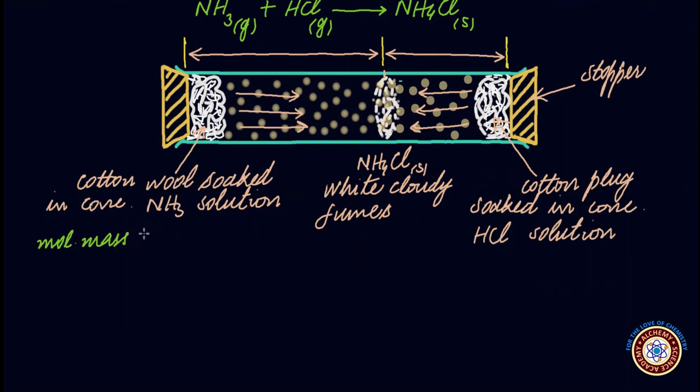Molecular mass of ammonia is figured out as atomic mass of nitrogen is 14 and of hydrogen is 1. Since there are 3 hydrogen atoms, so total mass of hydrogen in one ammonia particle or molecule is 1 times 3. So it is figured out to be 17 atomic mass units.